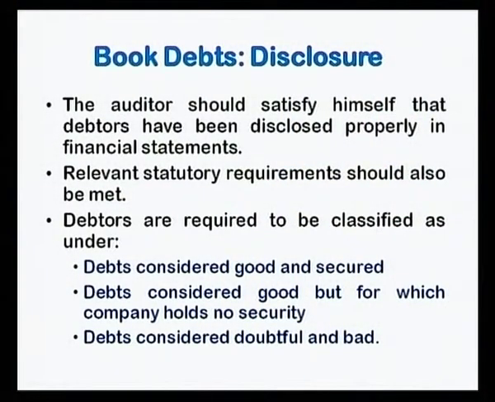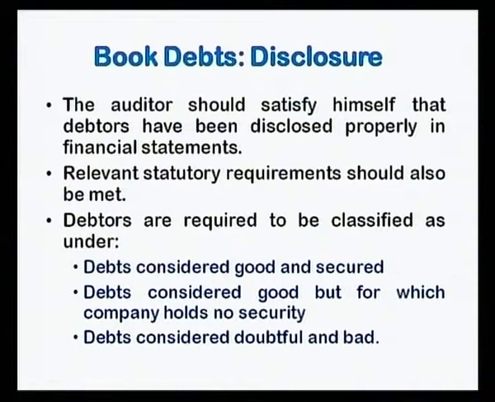Now, how the book debts have to be disclosed? The disclosure requirements will involve that the auditor should satisfy himself that debtors have been disclosed properly in the financial statement. Relevant statutory requirements should also be met. Debtors are required to be classified as debts considered good and secured, debts considered good but for which the company holds no security, debts considered doubtful and bad.